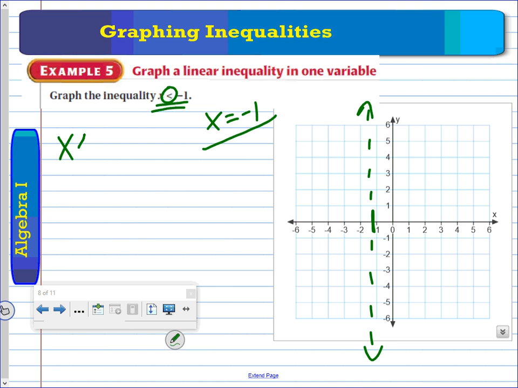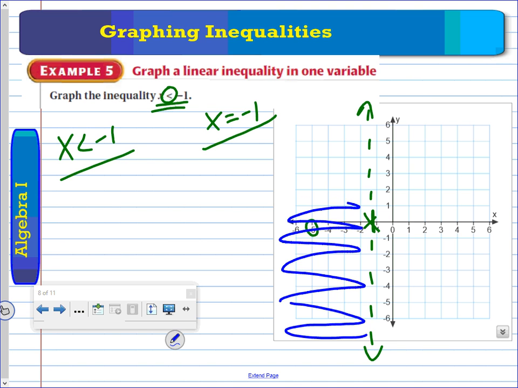So x is less than -1 was our inequality. Do I shade above or below? Well, it's a vertical line. We can't shade above a vertical line, right? It's going to have to be left or right. So just think about this for a second. X is smaller than -1. Here's -1. How do I get smaller in my x-coordinates? Do I go left or right? So just pick a point over here. Is that bigger or smaller? That is smaller. So we are going to shade this side.